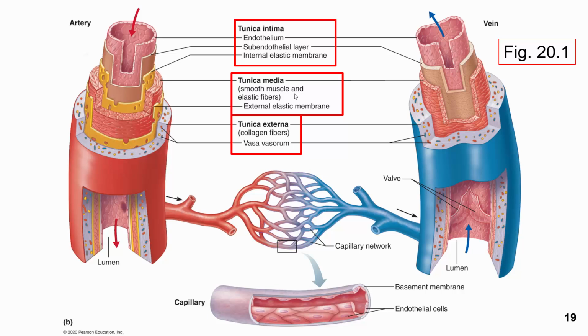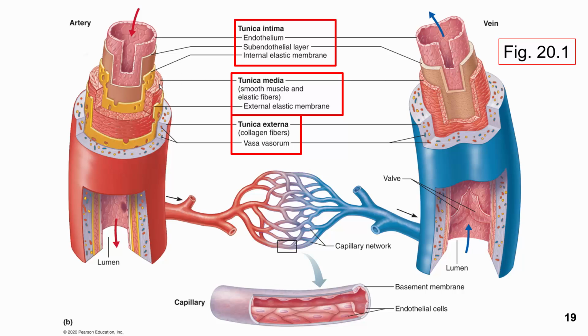The major point to note here is the tunica media, where we see the smooth muscle as well as other elastic types of fibers, but I want to point your attention to the relative thickness of the smooth muscle on the arterial side and the very, very thin layer of smooth muscle on the venous side.